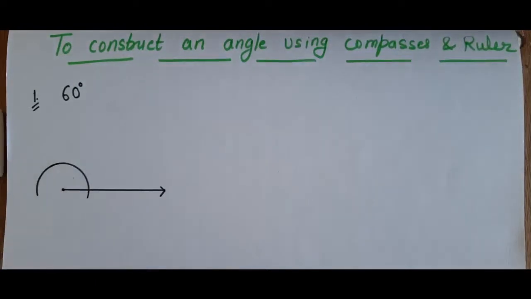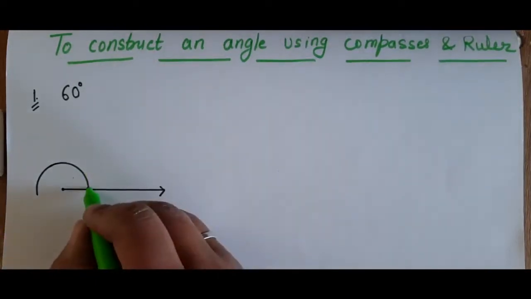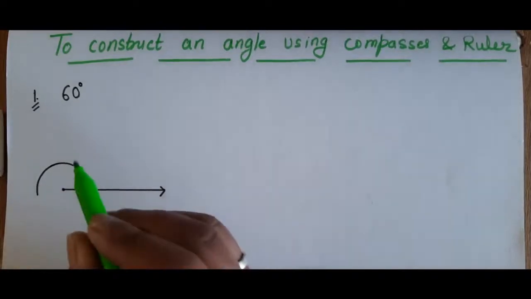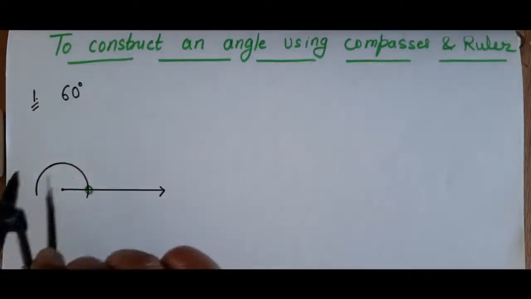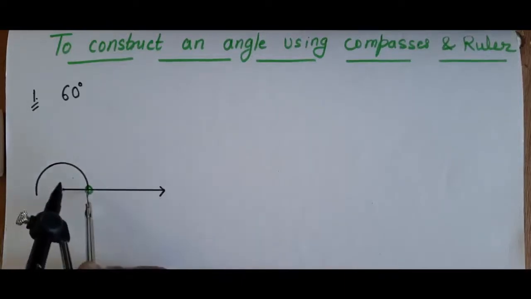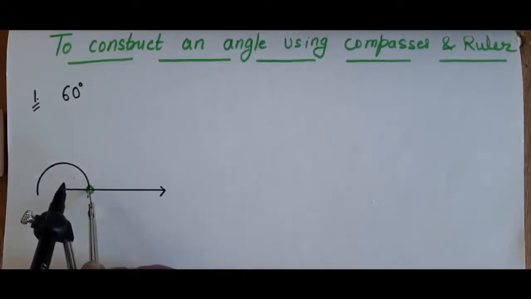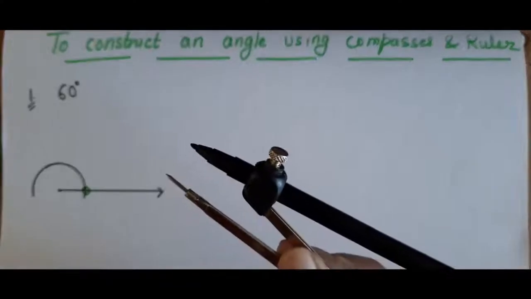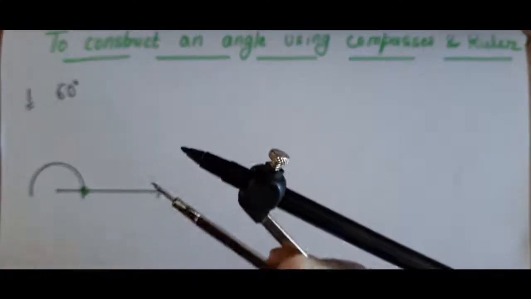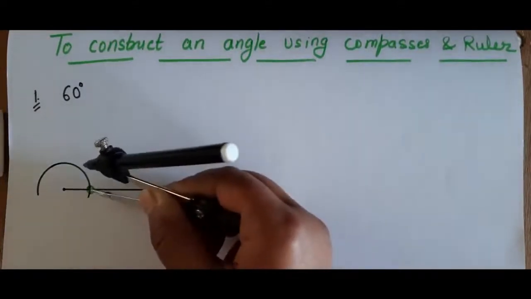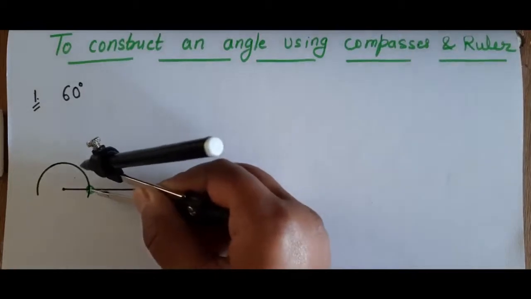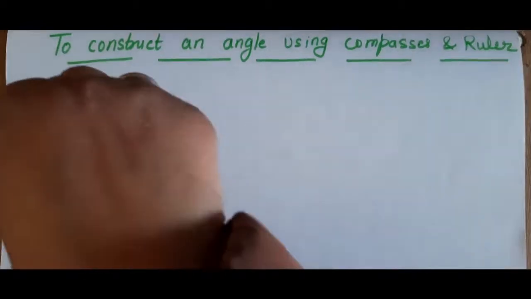Right? Now you will point your compass at this point now, where this semicircle is cutting the ray. At this point, the distance of the compass and pencil should be same throughout, right? Again, I am pointing my compass here at this point and draw an arc to cut this semicircle.